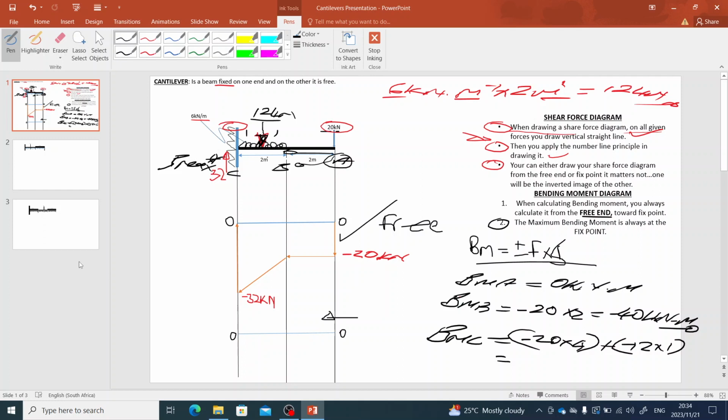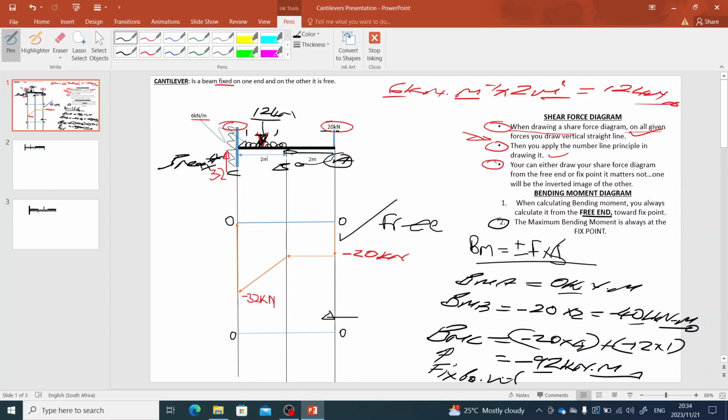Then bending moment at C will be negative 92 kilonewton meter. Boom. Now, you can tell this value is bigger than this value. Obviously, this value is bigger than zero. That is why your maximum bending moment will always be at what? At the fixed point. This is the maximum bending.